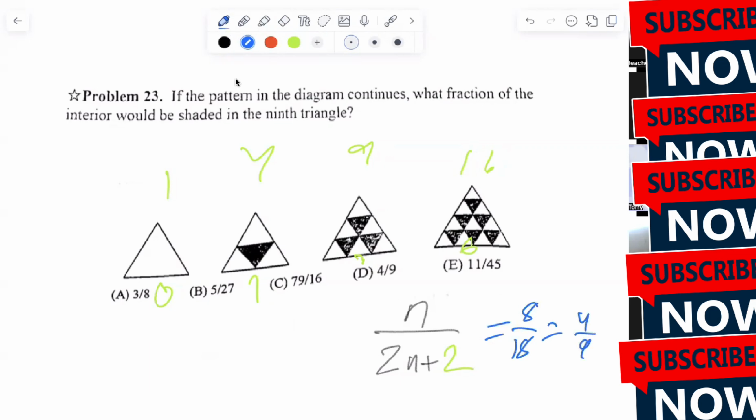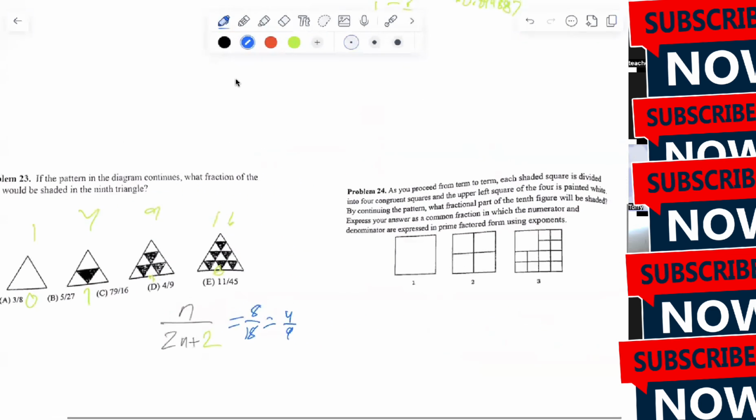So first, we know this formula for triangular numbers, which is n times n plus 1 divided by 2. And then we also know the square numbers: 1, 4, 9, 16, 25, 36.